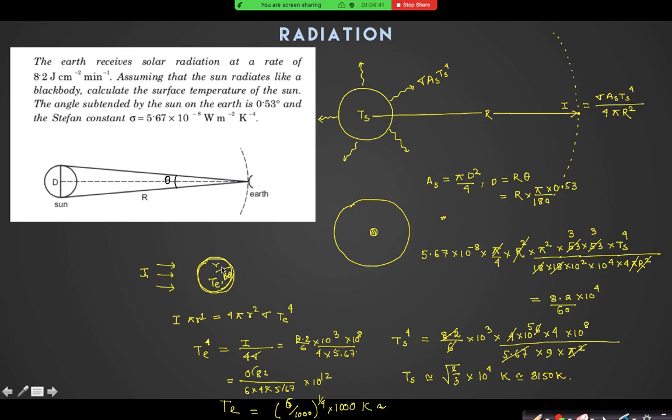So actually, I think this data is not correct, right? It's 278 Kelvin. It should come near about 300 Kelvin. This data, 8.2 joule per centimeter square per minute, is not correct, I think. That is why it is coming like this. Sir, Google the temperature of sun surface. Yes, it is somewhere near about 5778 Kelvin, near about 6000 Kelvin. So I think this data is not correct. But whatever, if the data is correct, you will find the correct answer. The process remains the same. Okay.